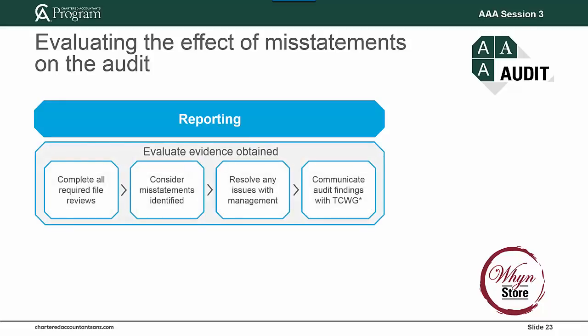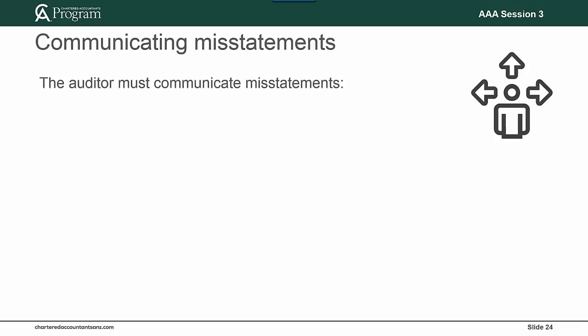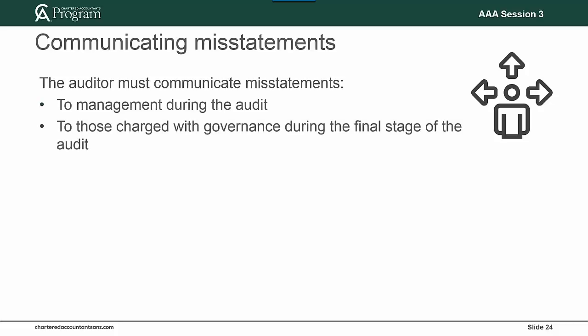So the last step in this phase of the reporting process is to communicate these findings to those charged with governance. When it comes to communicating misstatements, the auditor has to communicate to management during the audit and to those charged with governance during the final stage of the audit. This is commonly done in a formal capacity by way of a board report, for example.